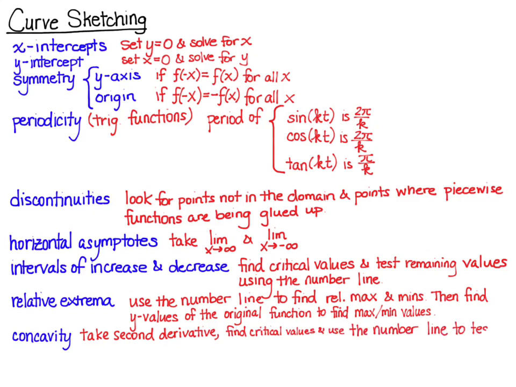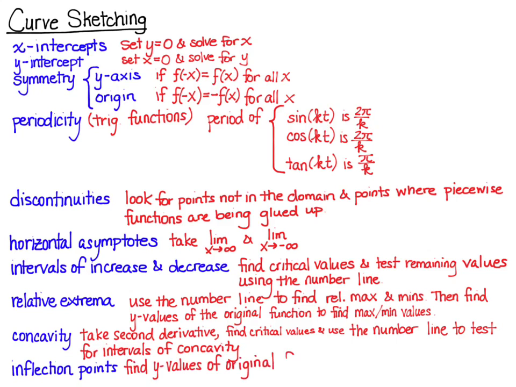We can find the concavity of the function by taking the second derivative, finding the critical values, and then using the number line to test for concave up or concave down. Finally, we can find inflection points by first testing the concavity, finding the y values of the original function at the inflection points, and then plotting those points.